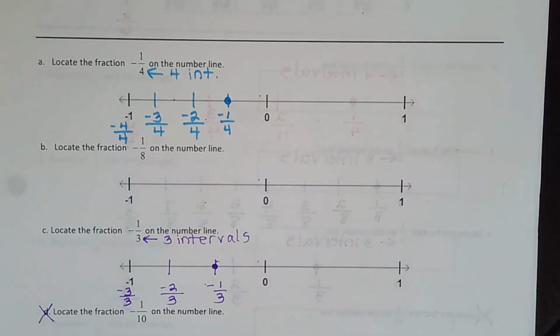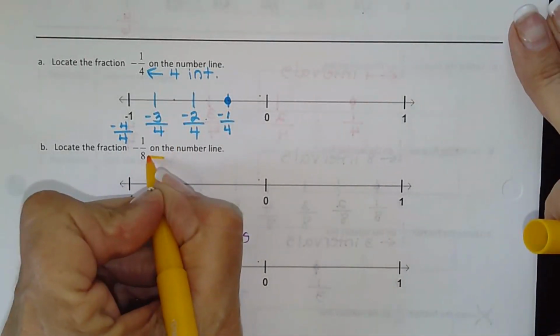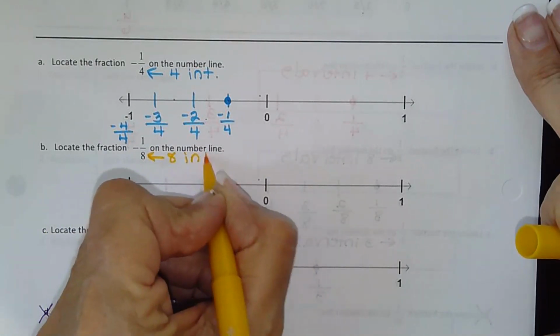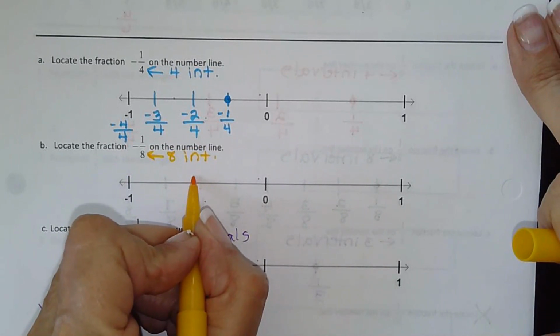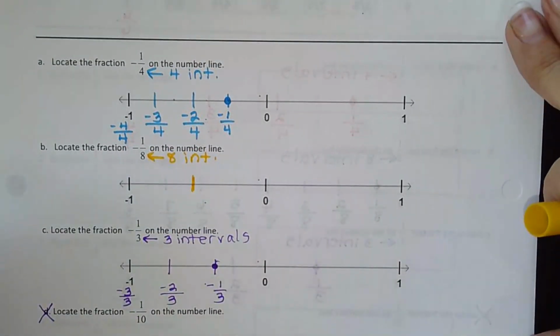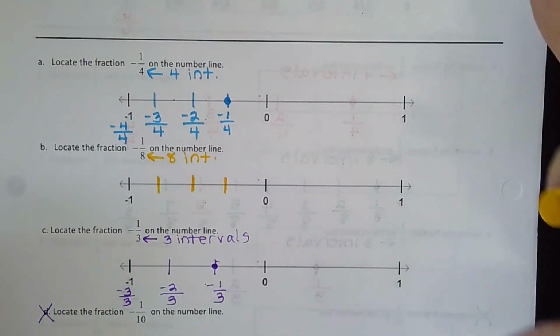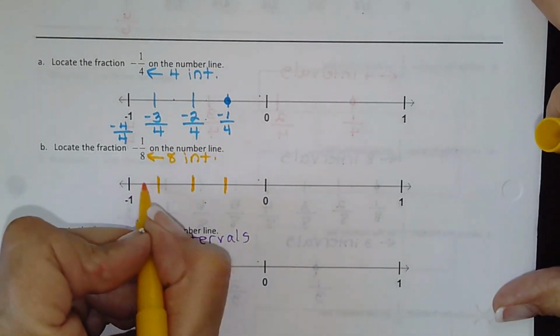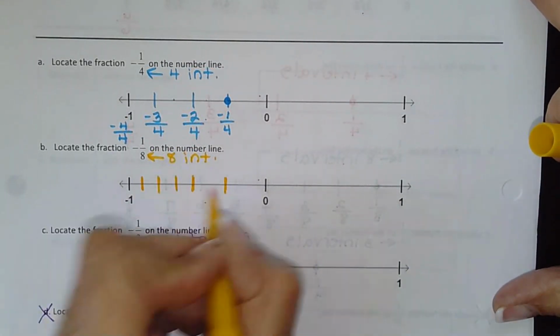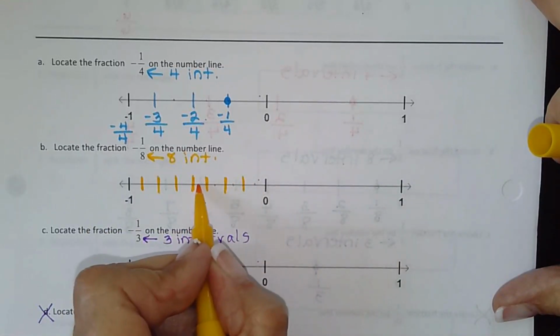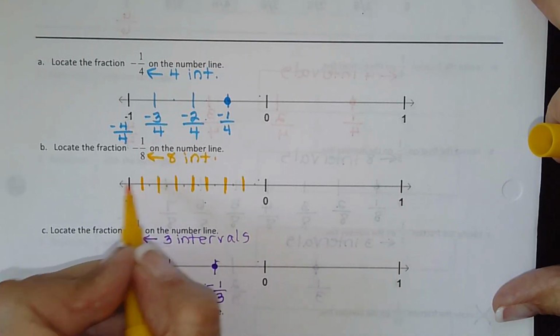And then on the next one, I have 8 intervals, so we're going to have to cut it in half 3 times. So first I cut it in half, then I cut each half in half, and that makes 4 intervals. Then I cut each of the 4 in half, and that will make my 8 intervals. So 1, 2, 3, 4, 5, 6, 7, 8.